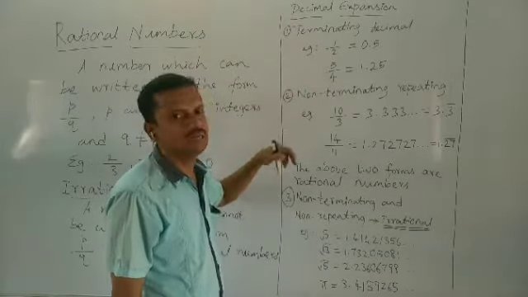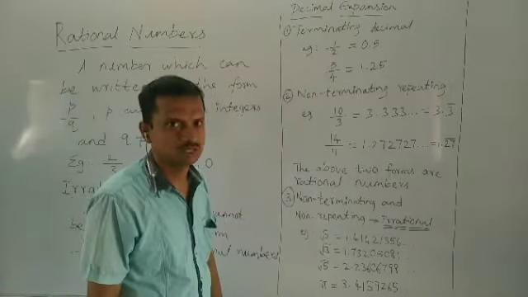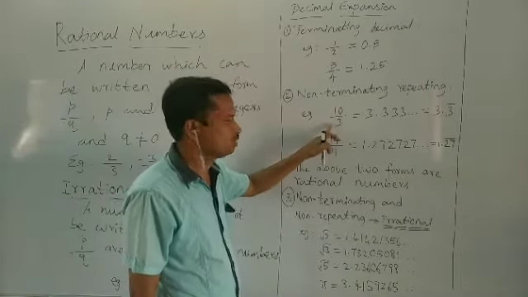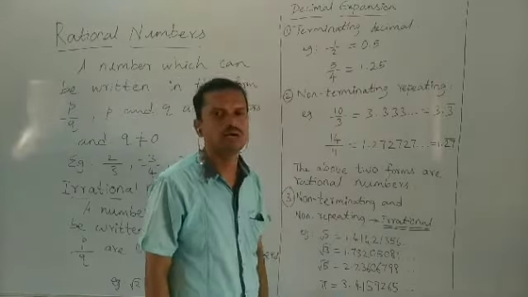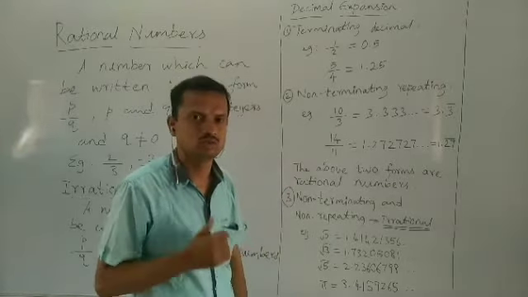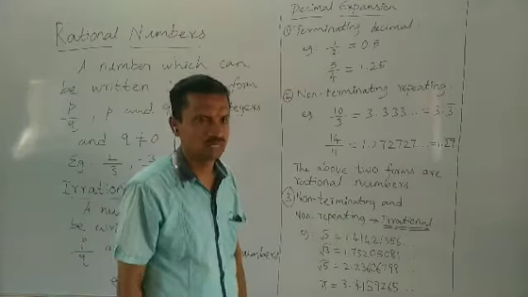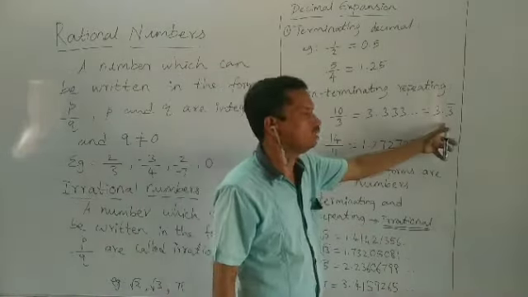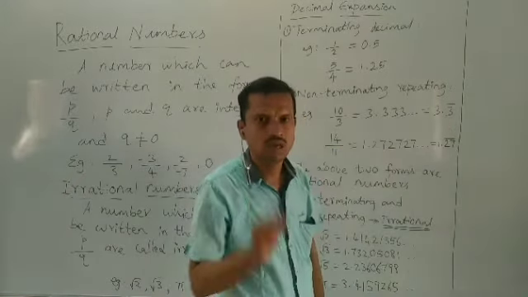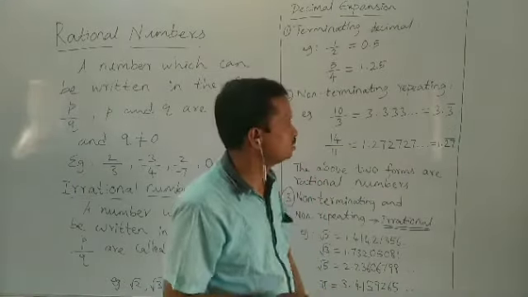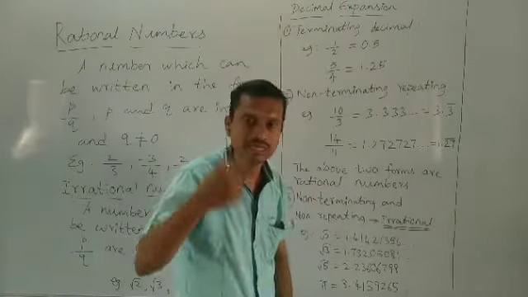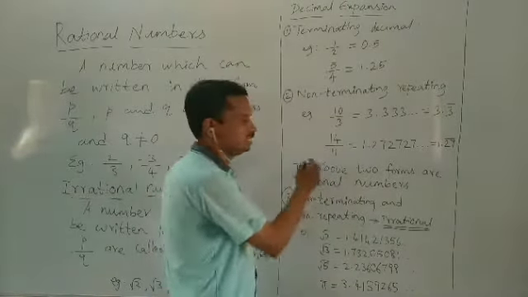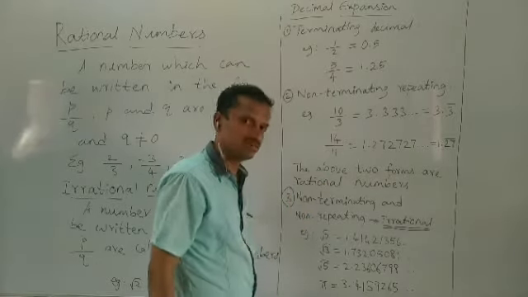And non-terminating repeating decimal. So, what are they? You see, when you divide 10 by 3, you get 3.3333. It goes on and on the same way. After the decimal point, you get the same thing. So, it can be written in short as 3.3 bar. The bar represents that the digit is repeating.